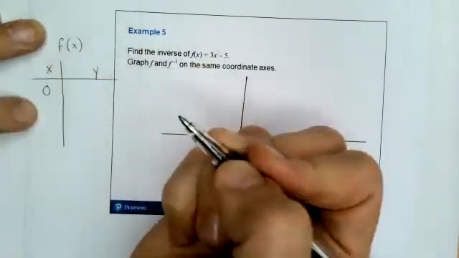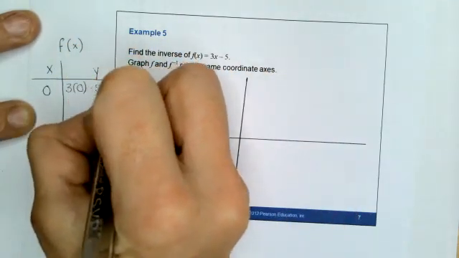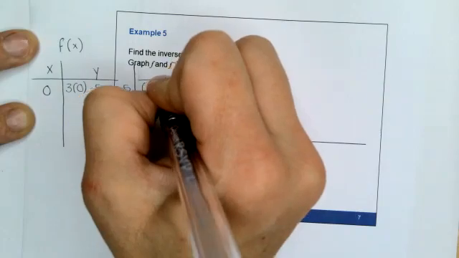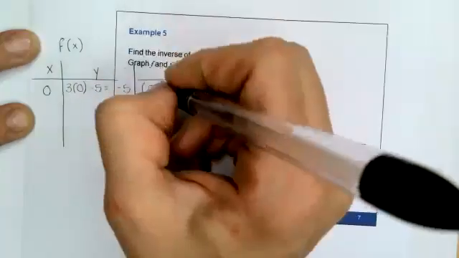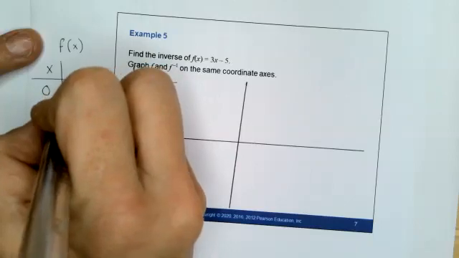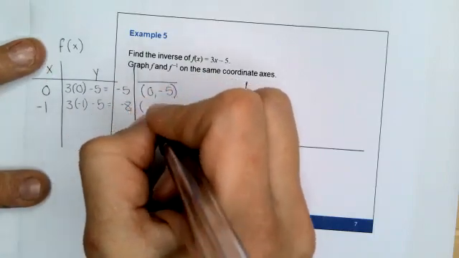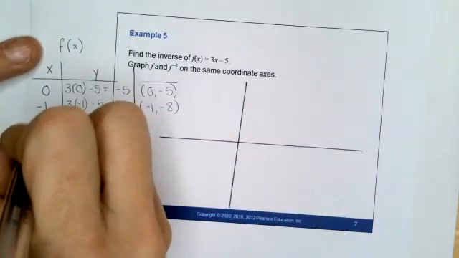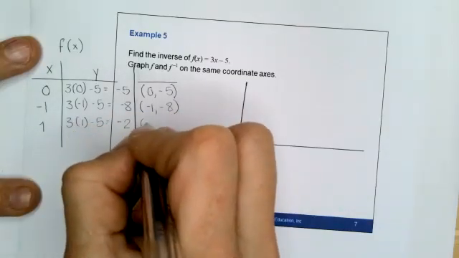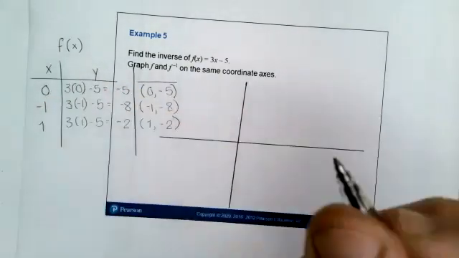When x is 0, right? 3 times 0 minus 5 is -5. So that's the point 0, -5. When x is -1, we'll say 3 times -1 minus 5 is -8. That's the point -1, -8. When x is +1, we're going to get 3 times 1 minus 5, which is -2. That's 1, -2. Right? So there are my points for f of x.